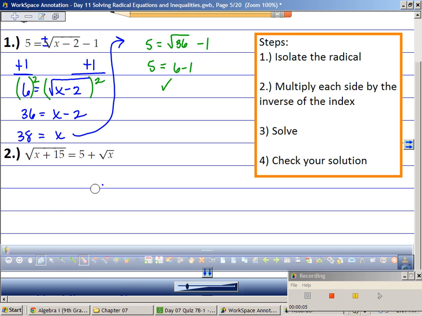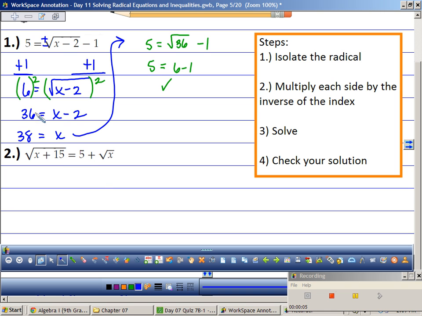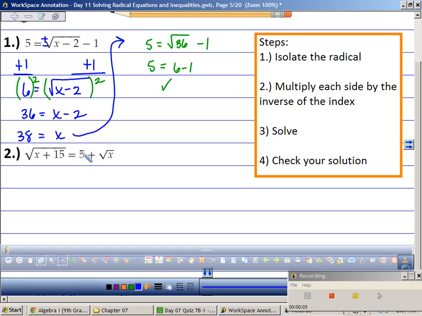All right, here's another one. Let me change my color. This time, I can't subtract 5 from the sides because then it goes on this side, and it complicates that side even more. Girls, stop writing. Pencils down. So, what do I do with this?